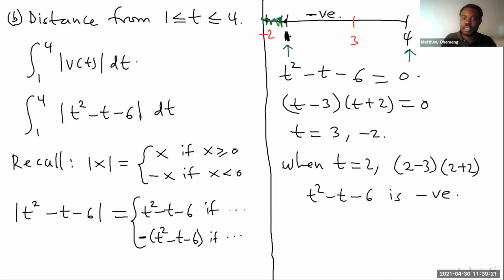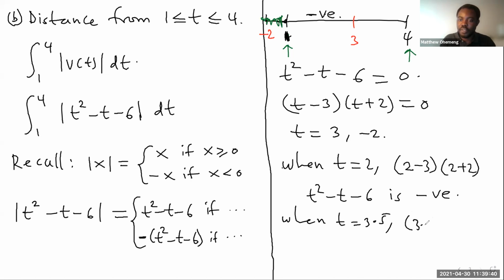The function is negative. Now, let's pick a number between 3 and 4, say 3.5. When t equal to 3.5, what is t squared minus t minus 6? Well, the factored form is easier to use, right? So let's see.